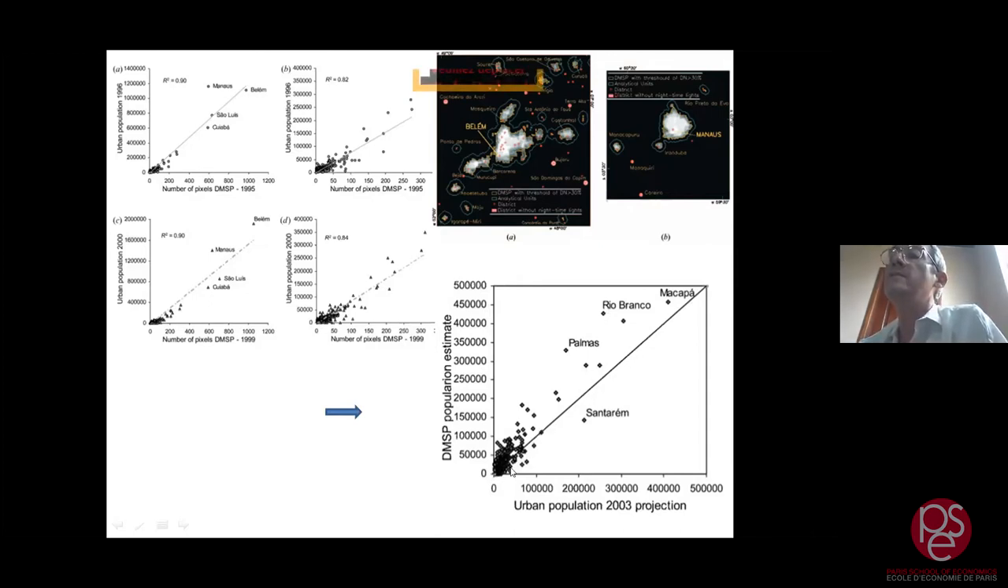This is the identity line. They overestimate the population density, so this is not perfect, but this is a way to estimate the population density with a very cheap method.